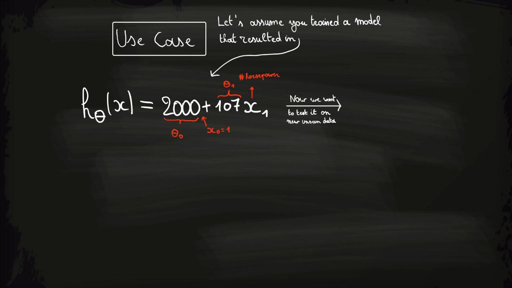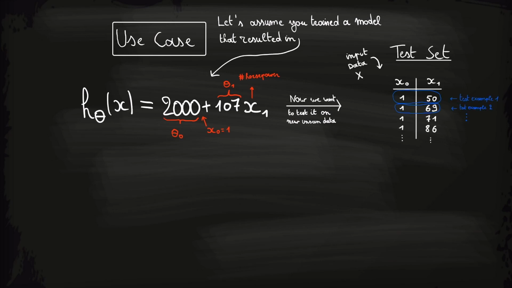So you might give it a test dataset that contains test examples. Notice that I just called this dataset the test set instead of the training set. That's because we define the training set to be the dataset that is used to train the model and to get the right parameters for our hypothesis. And once the model is trained, we can test it with new unseen data points that come from another dataset. This other dataset, we call the test set.